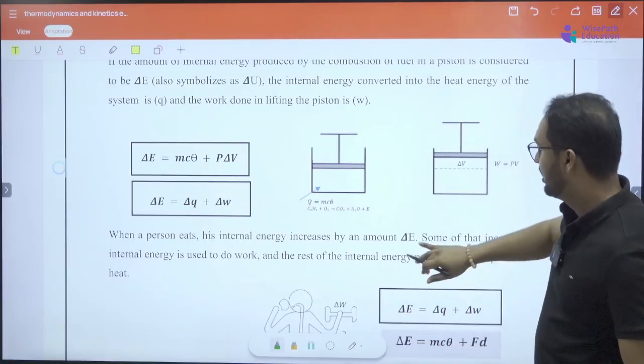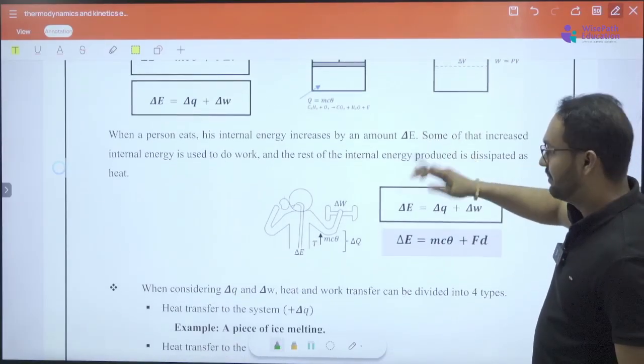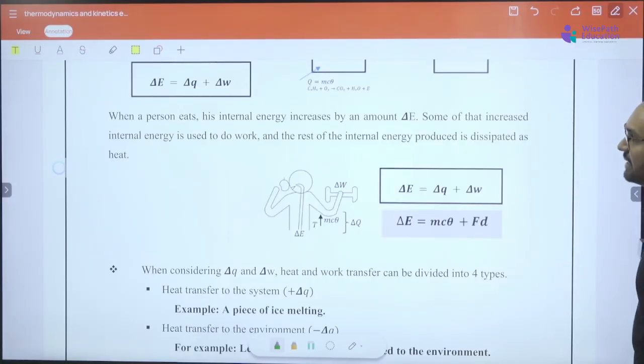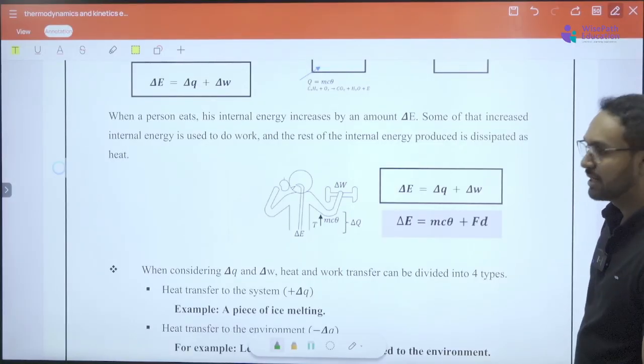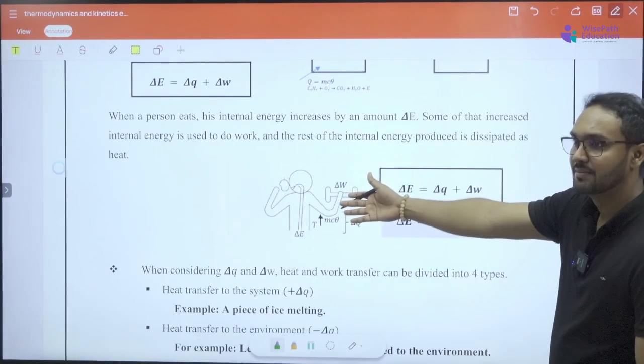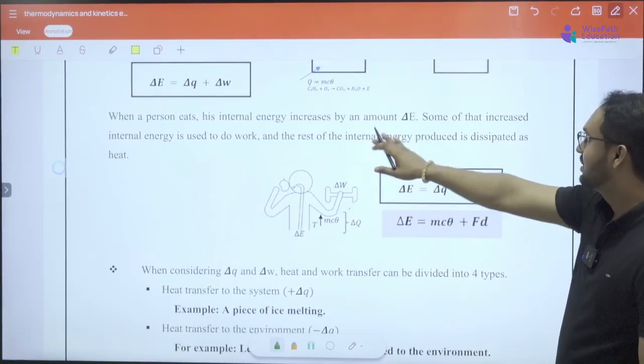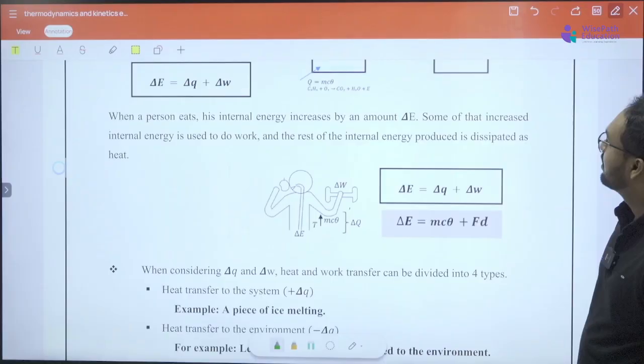Right. So the other thing we discussed: when a person eats, his internal energy is increased by an amount of delta E. Now this is Johan in our example. Yeah, he's lifting a dumbbell. So energy is increased by an amount of delta E.